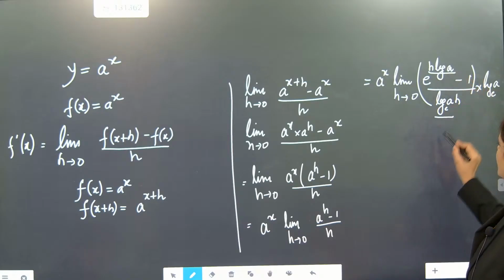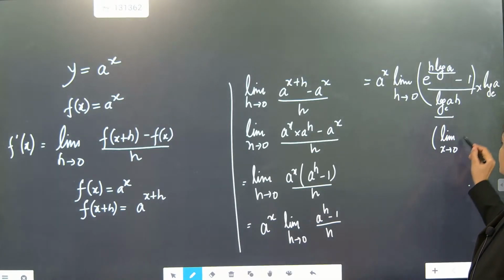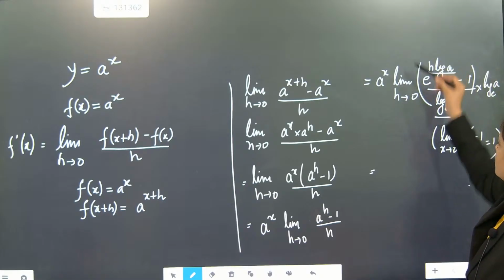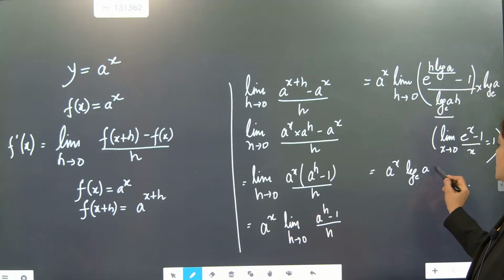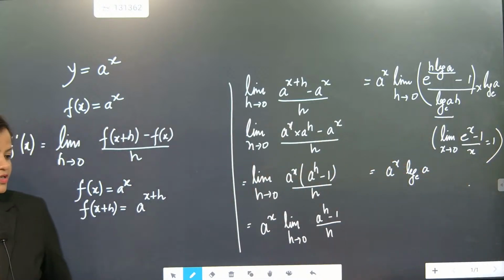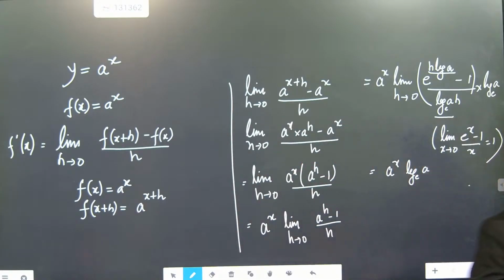So now this is coming in our formula, limit x tends to 0, e to the power x minus 1 by x is equal to 1. Now this formula and this formula are matching. So what answer will come? This total part will become 1. So it will become a to the power x into log base e a. This answer will come. Understood? So this is the most important part. We must represent this one nicely.